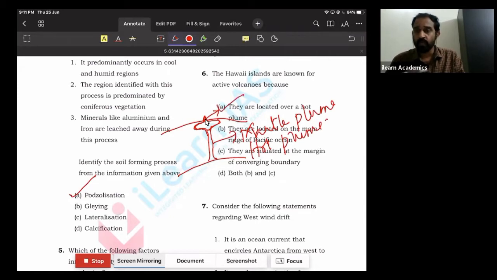So can you tell me some other important areas which are located above a mantle plume? One such example is the Galapagos Island. Another is the Reunion Island. So these are all good examples of mantle plume volcanoes or hot plume volcanoes or hot spot volcanoes. Fine. So let us go to question number 7.